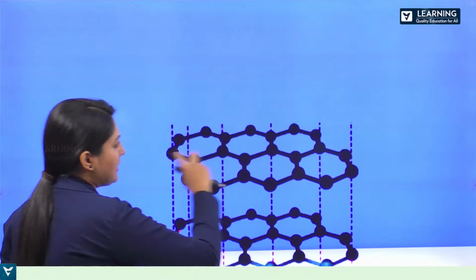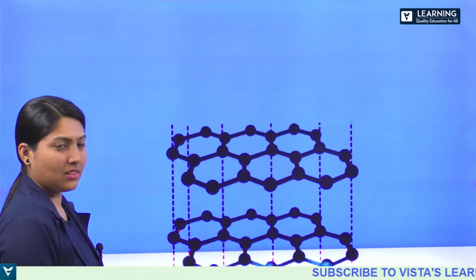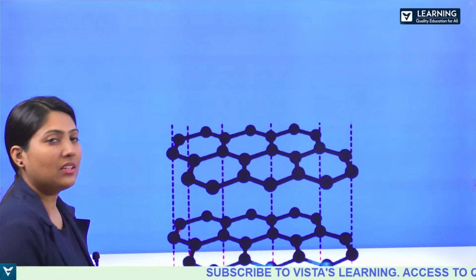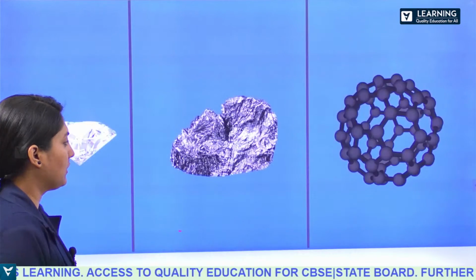Got it? And this layer can be easily removed by the attraction of the other adjacent layer, because it is having a van der Waals force. That van der Waals force is a very weak force, so you can easily remove that.